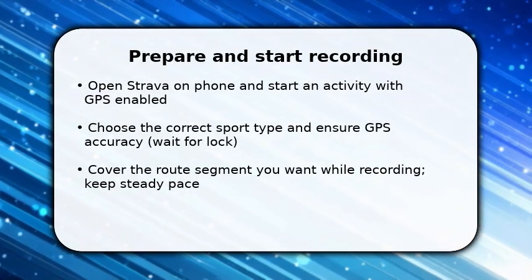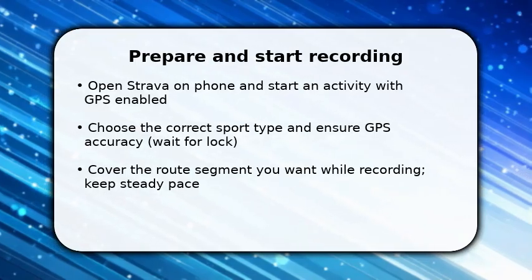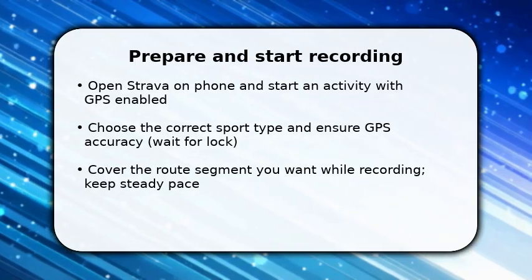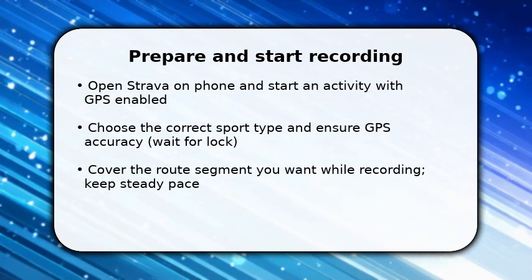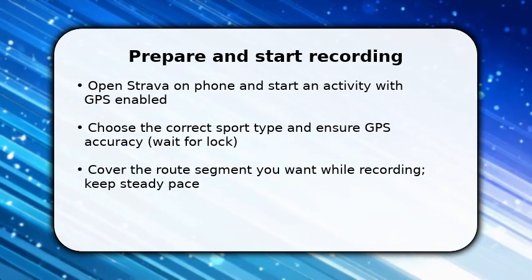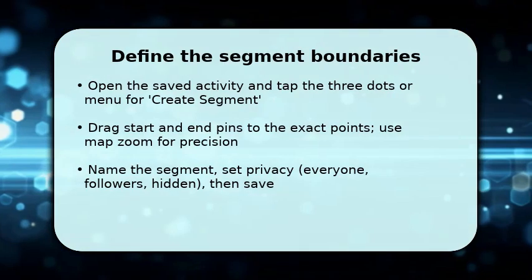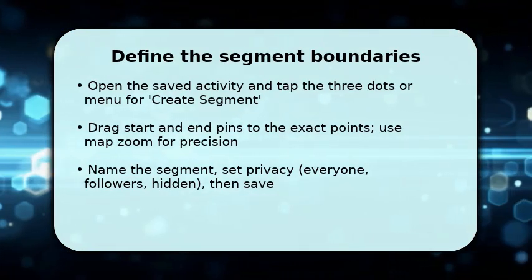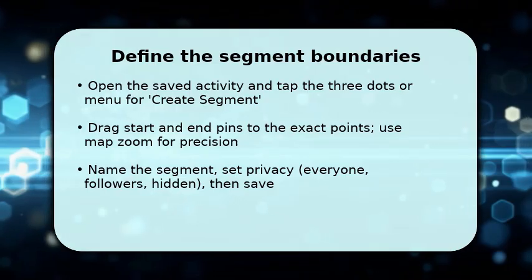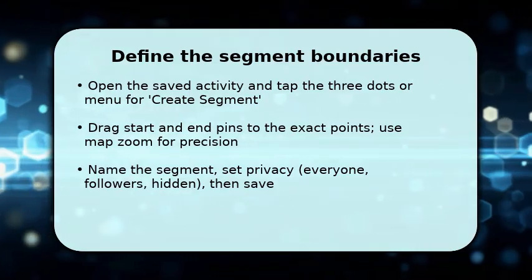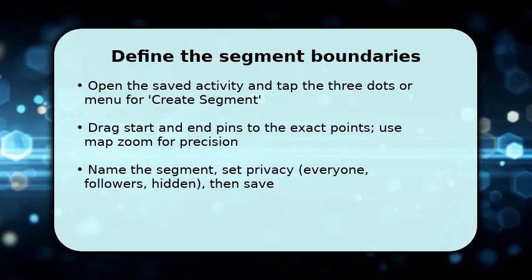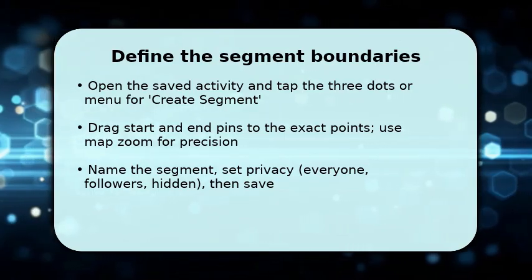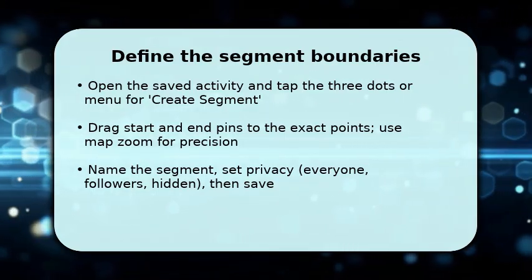If you can, ride the section cleanly without detours so the path is clear and repeatable for others. Now you'll create the segment from your saved activity. Open the activity and choose Create Segment from the menu, because segments derive from recorded rides. Drag the start and finish handles to the exact GPS points. Zoom in to match road intersections or landmarks so the segment is reproducible.